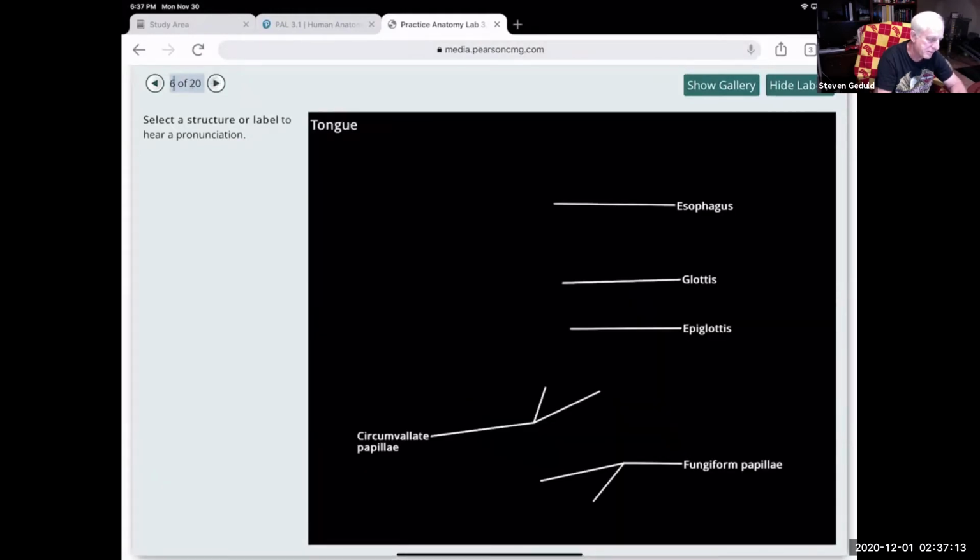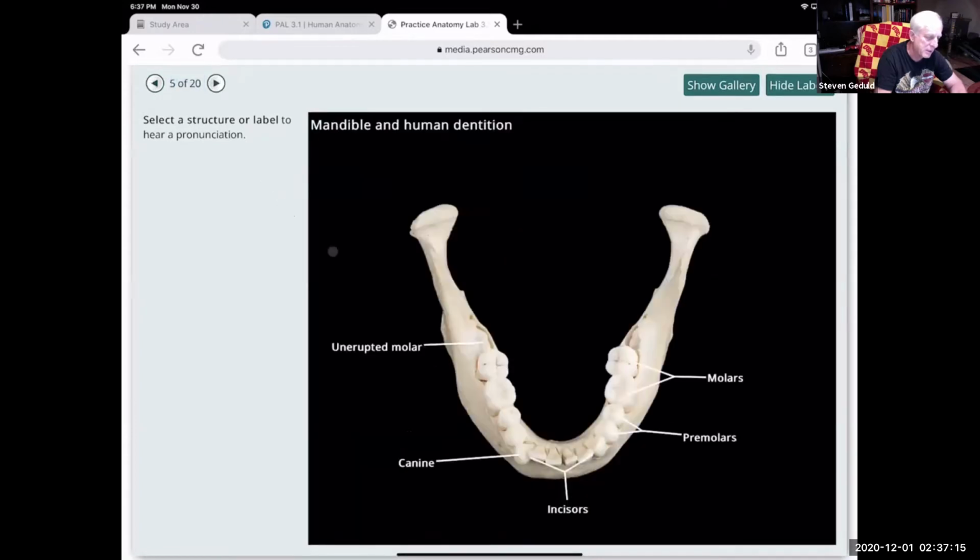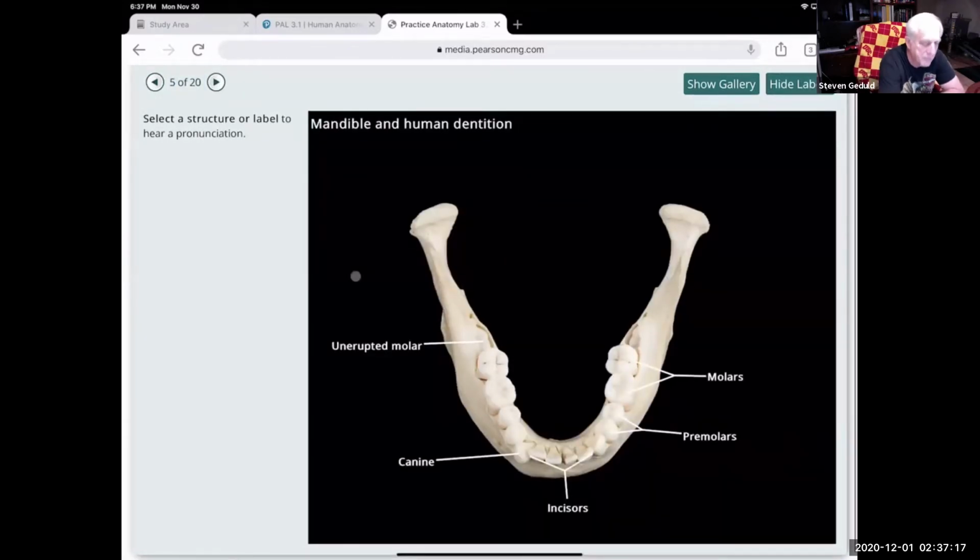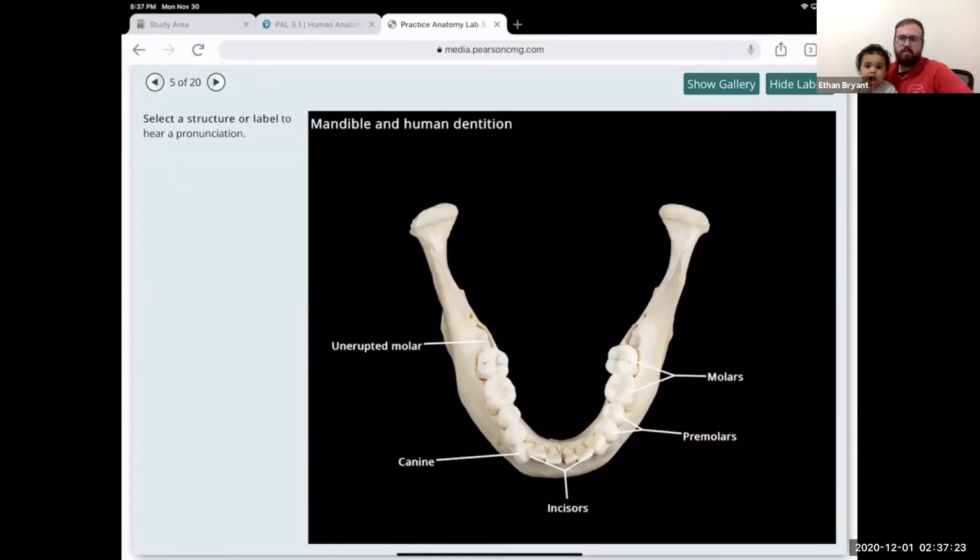Let's go back one more. There we go. All right, looking at the mandible, looking straight down on the mandible. You can see wisdom teeth that have not erupted yet, that are cutting through. You see unerupted molars, those are wisdom teeth.